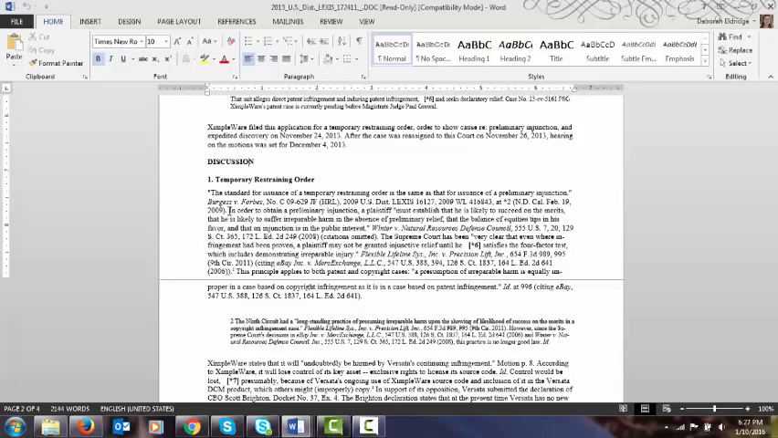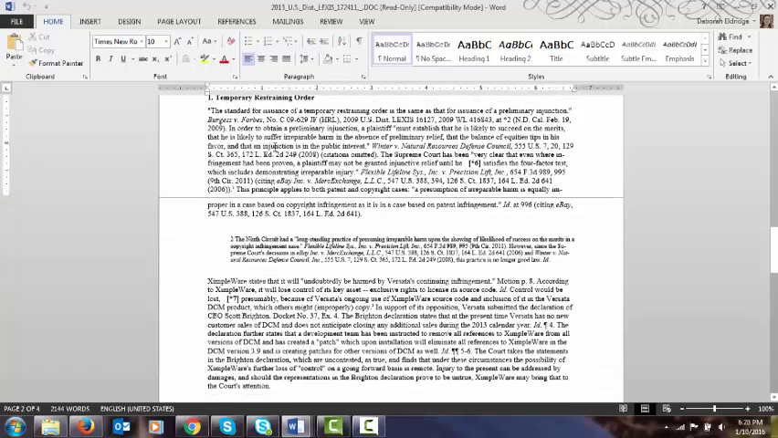It's all one and the same. And now we're going to talk about what are the requirements for that. And so this case boils down to what are the requirements for that, right? So in order to obtain a preliminary injunction, a plaintiff must establish that he is likely to succeed on the merits.